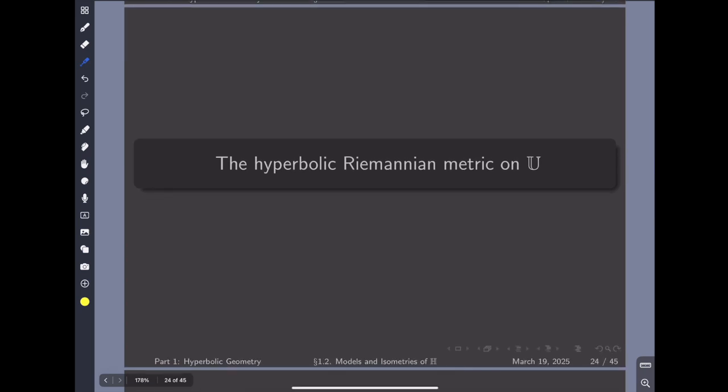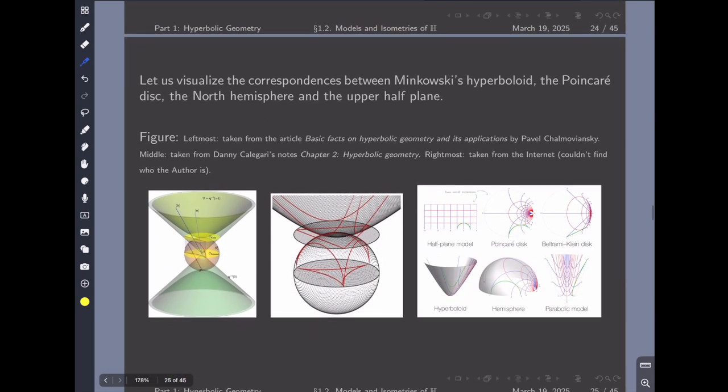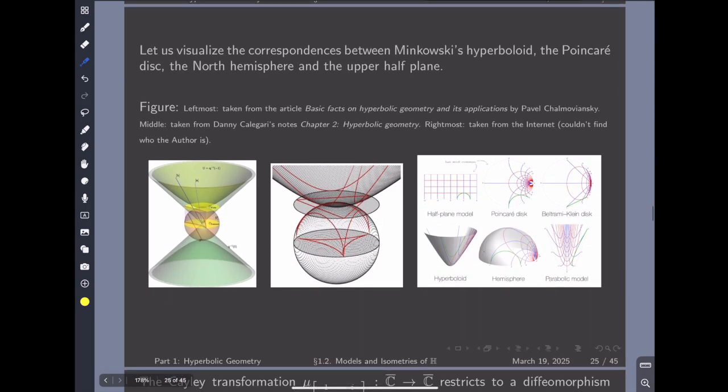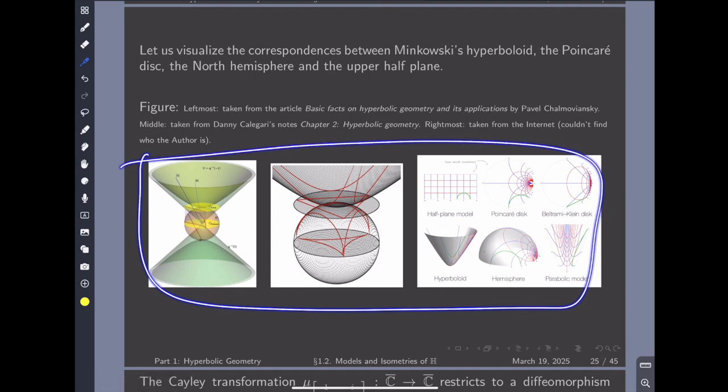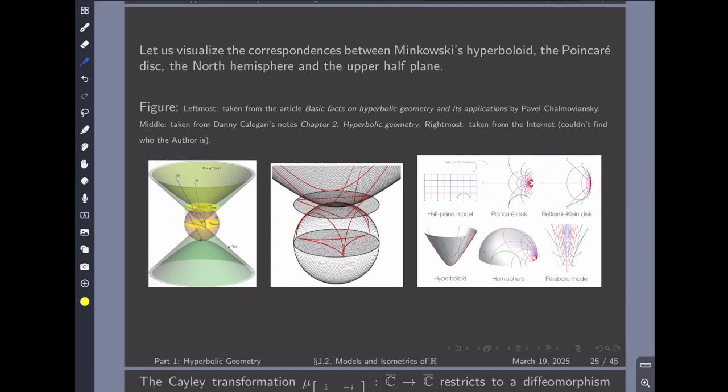So that's how we passed from the hyperboloid to Poincaré's disk. Now I'm going to pass to you, and I'm going to do the same. We know that this is just because I found the pictures beautiful. But we know that there is a diffeomorphism between U and the Poincaré disk, namely Cayley's transformation. Now I have a Riemannian metric on D. Well, pull it back to U.